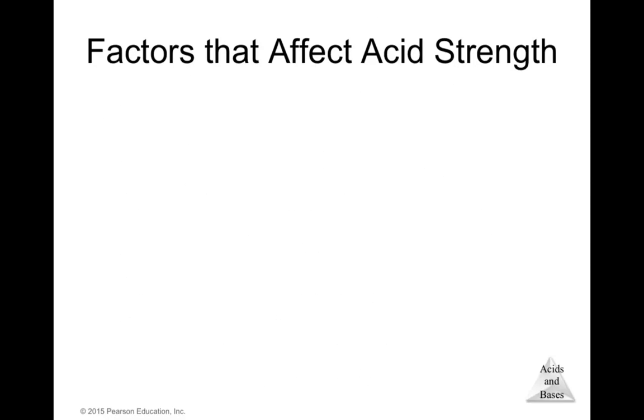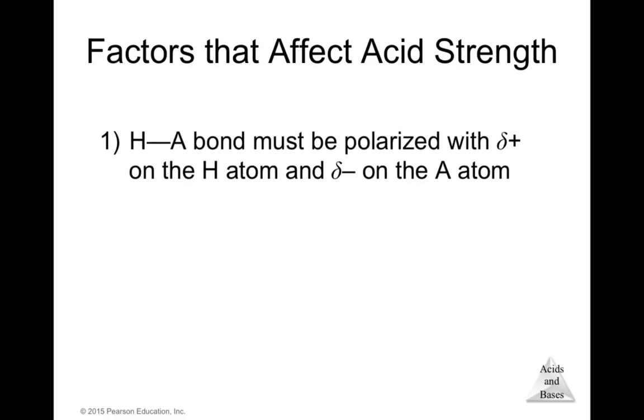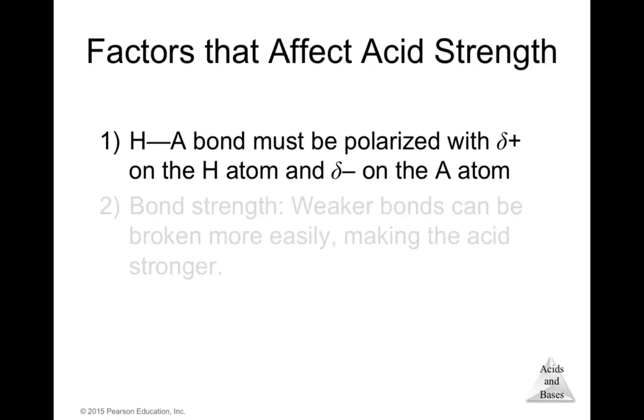The acid strength can be affected by several factors. Number one, the HA bond must be polarized, with a delta positive on the H atom and a delta negative on the A atom. As we mentioned before, this is a polarized covalent bond. The higher the difference in electronegativity, the more polar the bond, and the more easily that hydrogen will be removed.